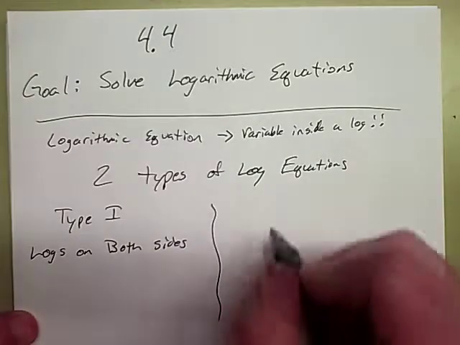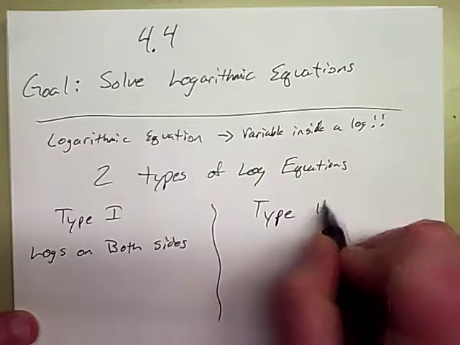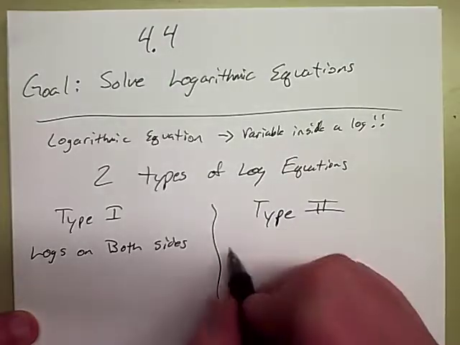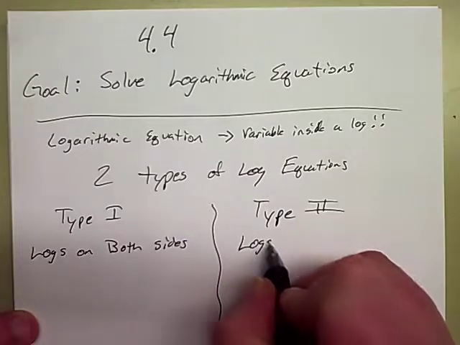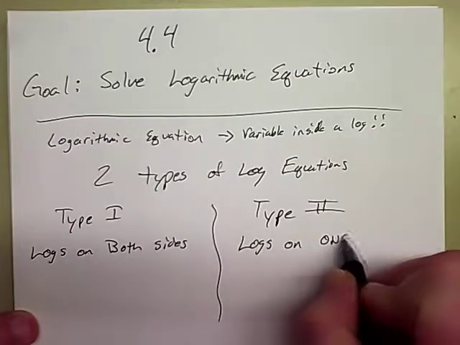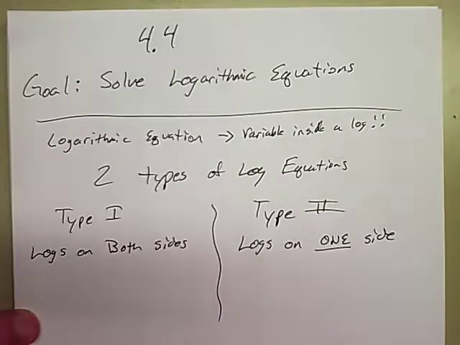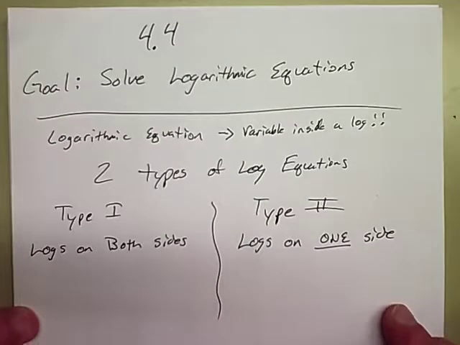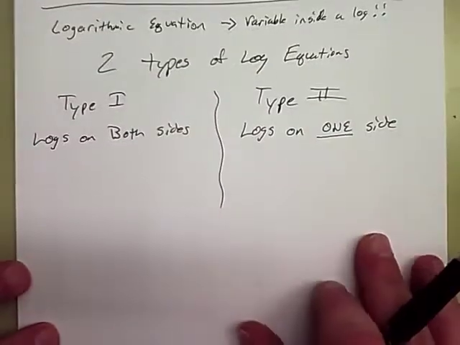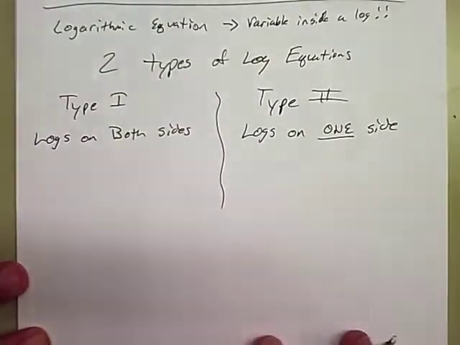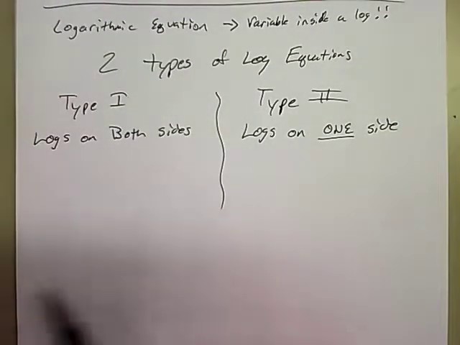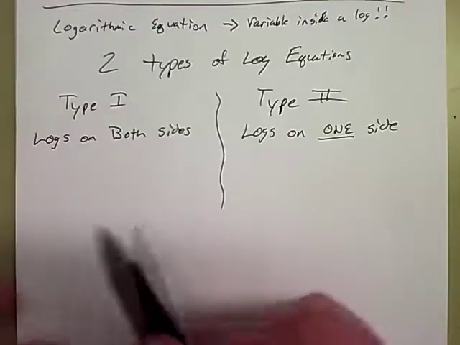So our type 2 is where you're going to have logs on one side. When I say side, we're talking about the equation, right? Okay, so I'm going to just hammer it out. I'm going to write down the steps on how to solve each one, and then we're going to go through and review those steps as we practice a few examples.